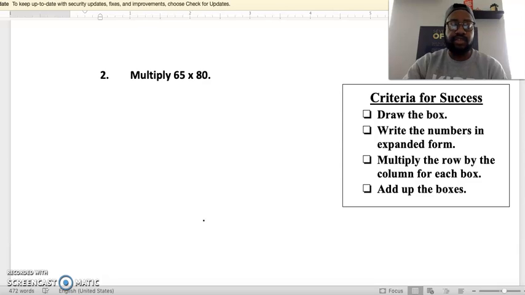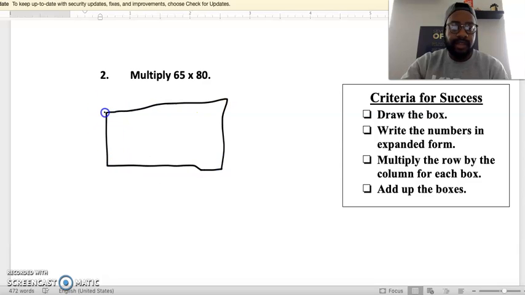First thing I need to do is draw my box. So I'm going to draw my box. That was a terrible box. I'm still learning how to use this pen, but we got it.